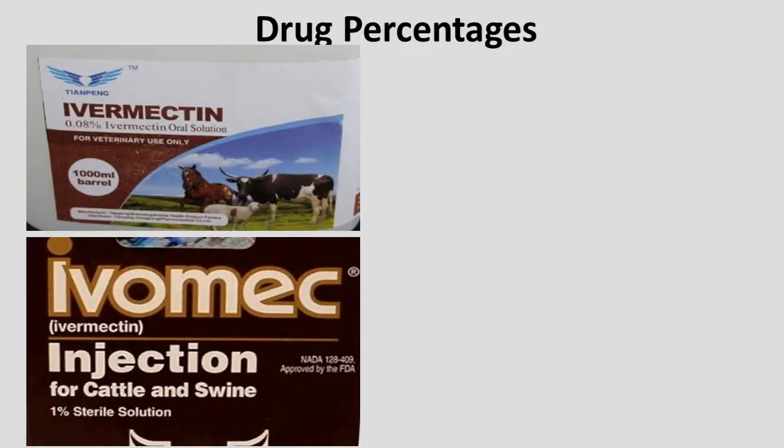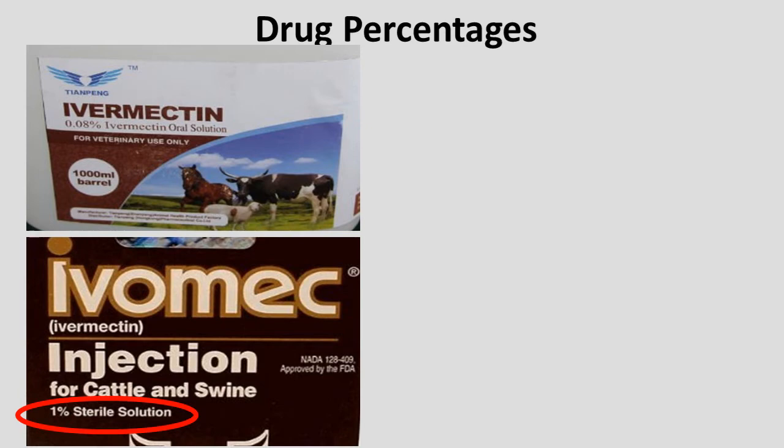Ivermectin is a parasite drug often used to treat mange. This drug is labeled by percentage. Many of these bottles don't list the ratio anywhere. It's up to you to know what that percentage means. Xylazine is another drug that's often listed in percentages.